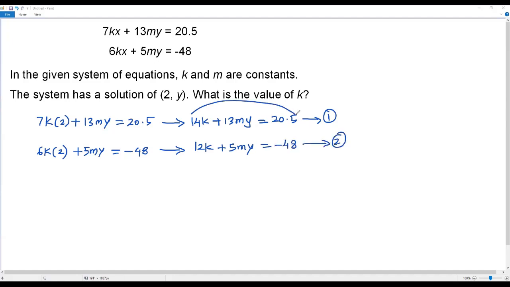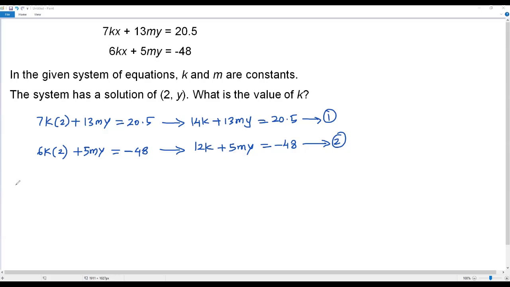Now in this system, I have to solve for k, that is, find the value of k. For that, I have to get rid of the terms which contain my in these two equations, that is, 13my and 5my. So how can I do it? The coefficient of my in the first equation is 13, and in the second equation it is 5. My first work is to get the same coefficient for the term which contains my. For that I find the least common multiple of 13 and 5, that is 65.